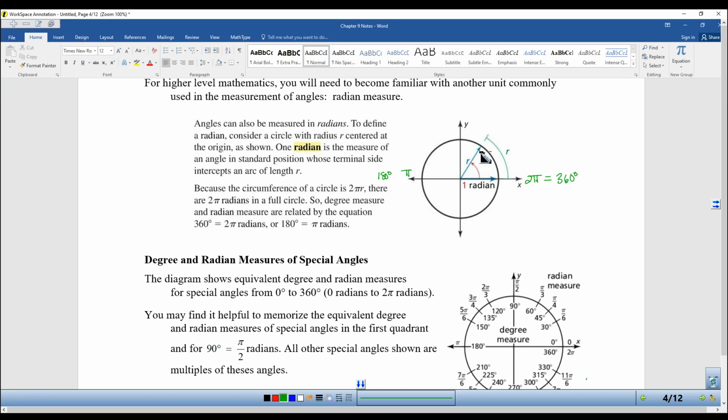If you only go a quarter of the circle, then you're only going half of a pi. Now, we don't actually write half pi. It's common to write it as pi halves. So pi halves is going to be your new 90 degrees.